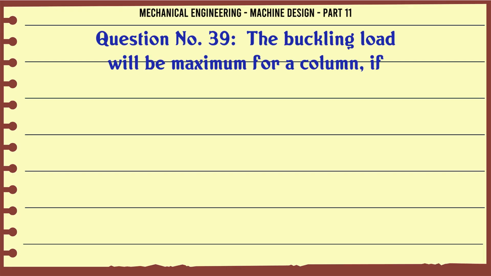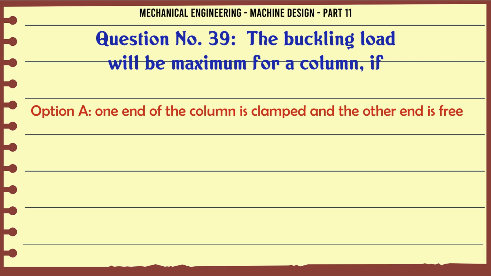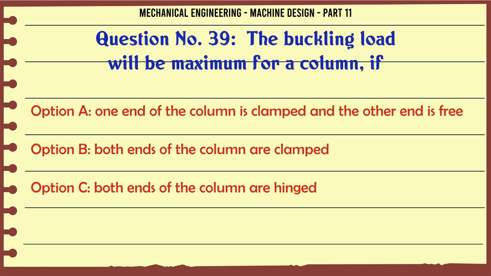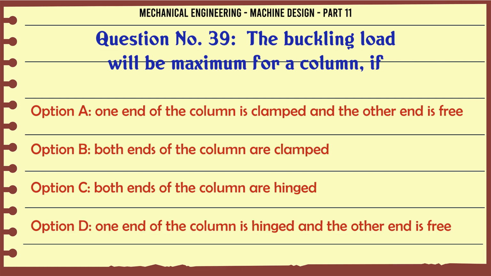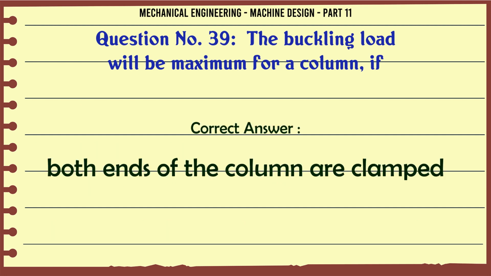The buckling load will be maximum for a column if A. one end of the column is clamped and the other end is free, B. both ends of the column are clamped, C. both ends of the column are hinged, D. one end of the column is hinged and the other end is free. The correct answer is both ends of the column are clamped.